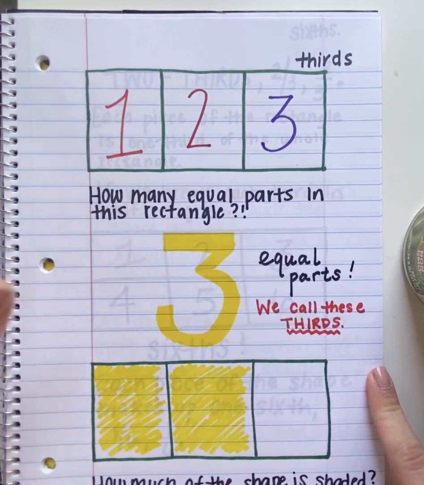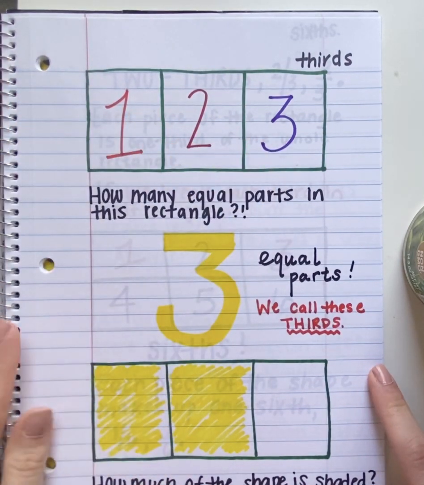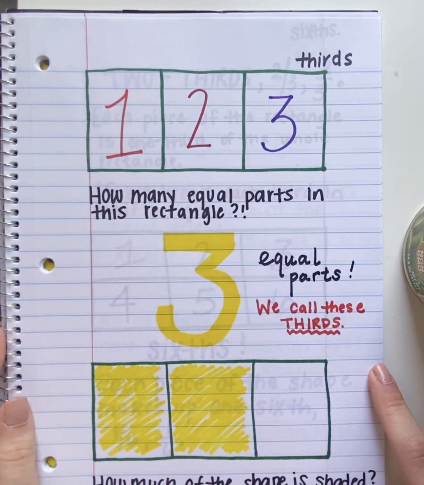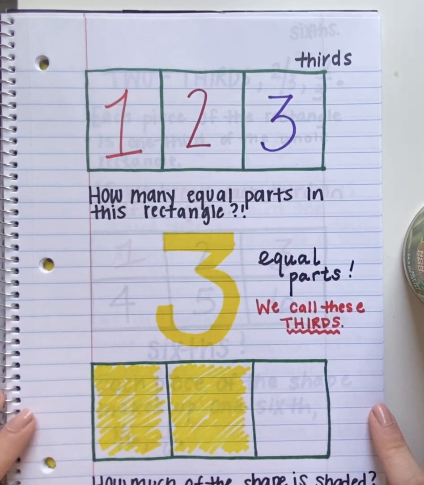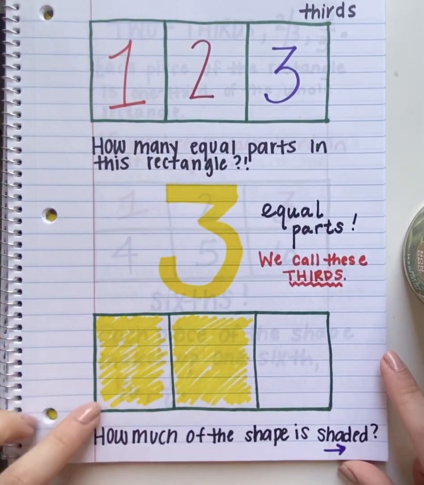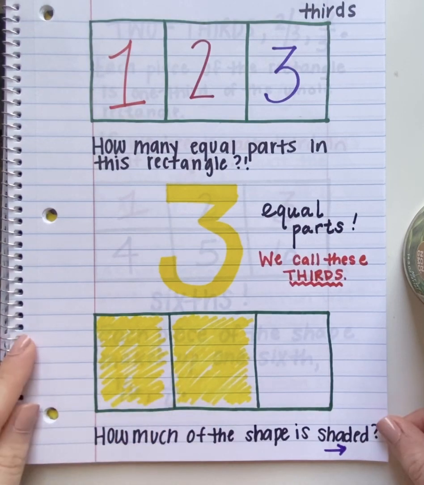How many equal parts in this rectangle? 1, 2, 3. There are 3 equal parts, and we call these parts thirds. So when something is broken into 3 equal parts, it's called thirds. How much of this shape is shaded? Well, out of the 3 pieces, 1, 2 pieces are shaded.